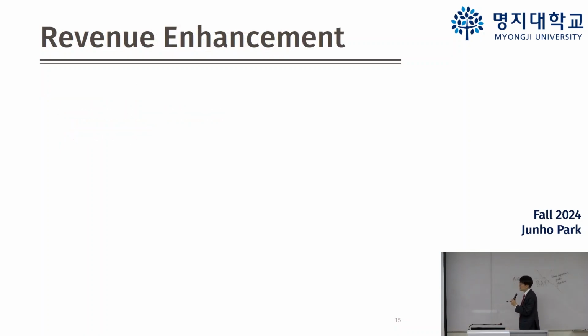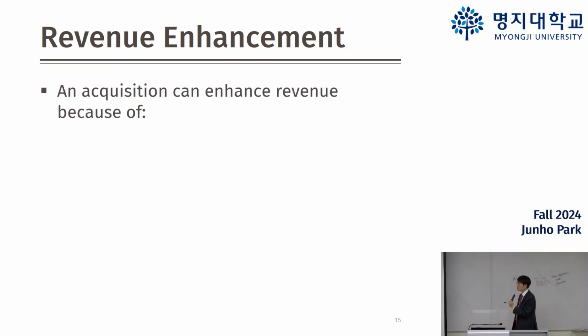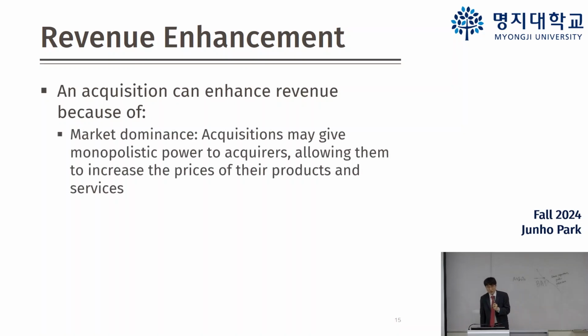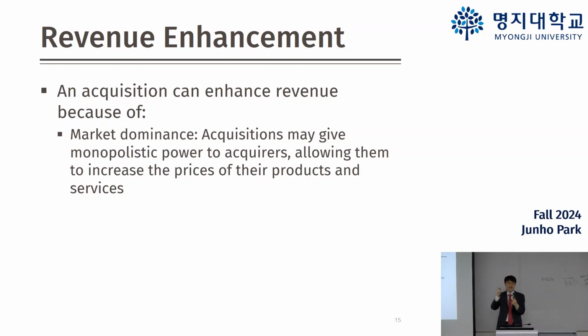Then how can we have revenue enhancement? We can increase our revenue after the merger, first, through market dominance. This is particularly true for horizontal integration, where you conduct M&A with your rival. Before the M&A, your market share was only 20 or 30 percent, but after the merger, now you have a market share of 70 or 80 percent. Then you can make a choice to increase the price of your products or services, so you can earn much more from the sales.